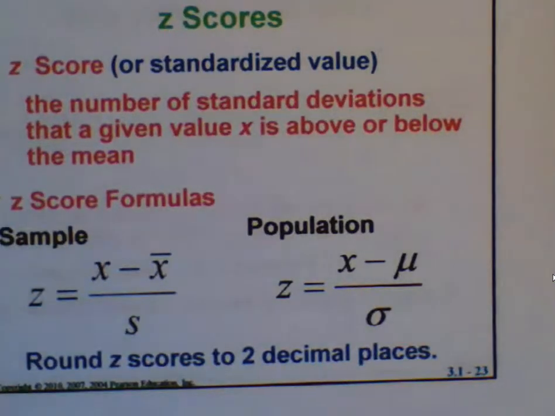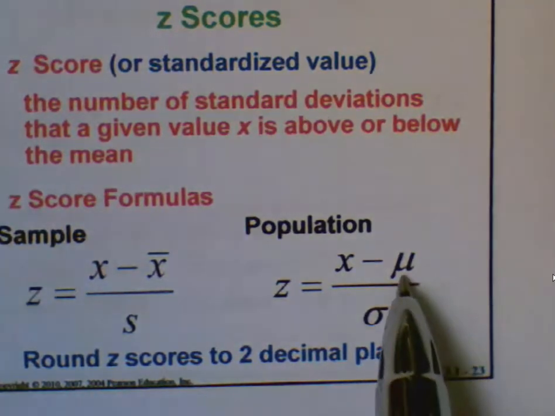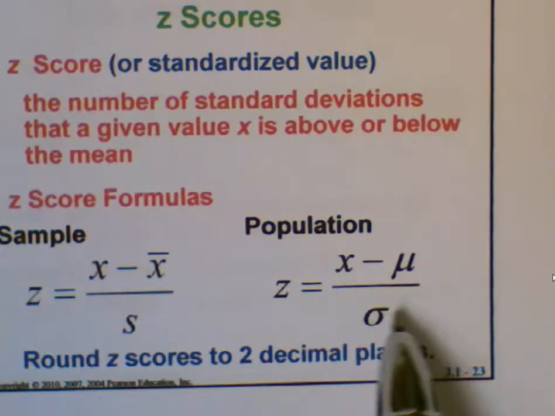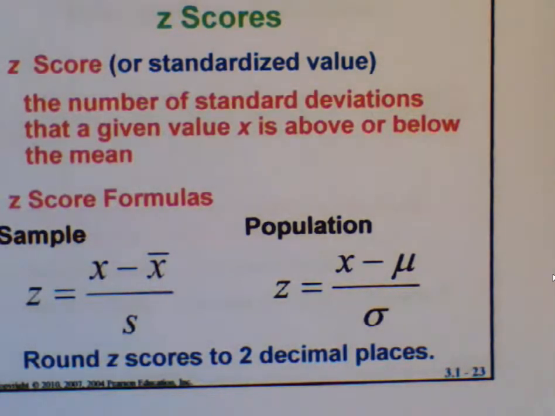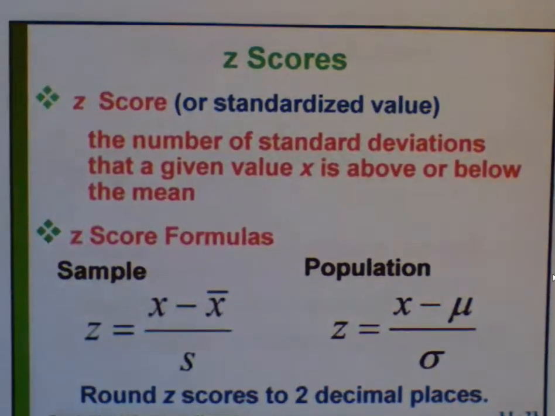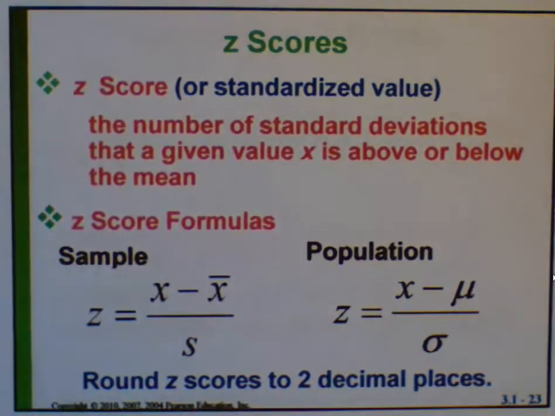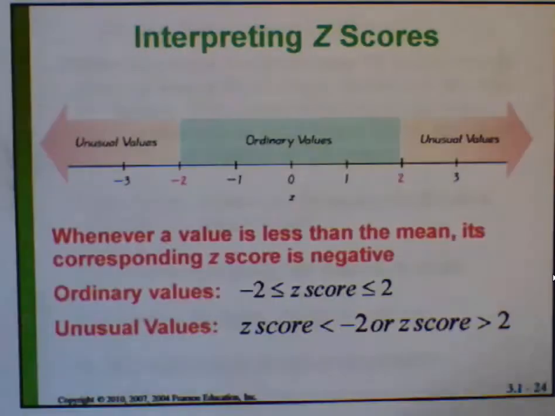Same thing for a population. You just subtract the population mean from the given x value and divide by the population standard deviation. We're always going to round our z-scores to 2 decimal places, but you don't have to memorize that. That will always be given to you in the homework and on the test.